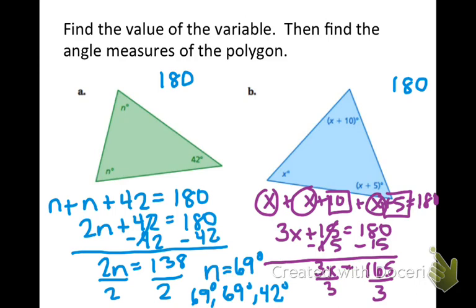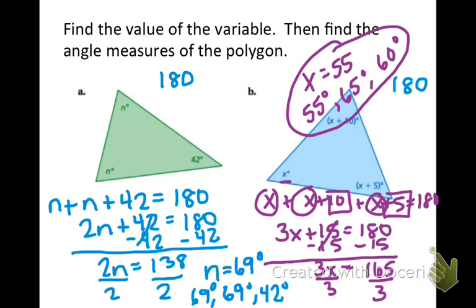So if x, I'm going to bring it up to the top here, is equal to 55, I would have 55 degrees right here for this angle, and then 55 plus 10 would be 65 degrees, and finally 55 plus 5 would be 60 degrees. And I can always check to see if I'm right by adding the three angles together to make sure that they would equal 180.